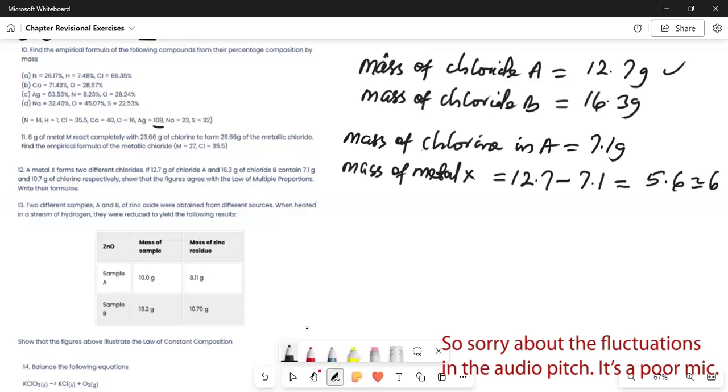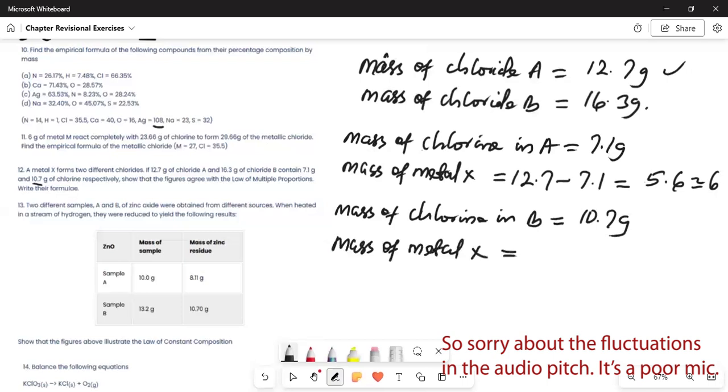So mass of the second chloride, chloride B, is 16.3. In that 16.3, according to the question, mass of chlorine is 10.7 gram. Therefore, the mass of the metal X is the mass of the chloride, which is 16.3, minus the mass of chlorine, which is 10.7. So 16.3 minus 10.7 is 5.6, which is again approximately 6.